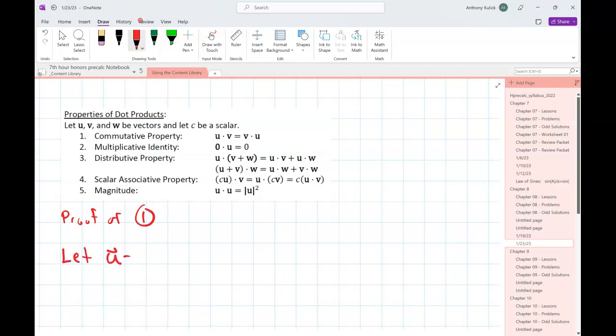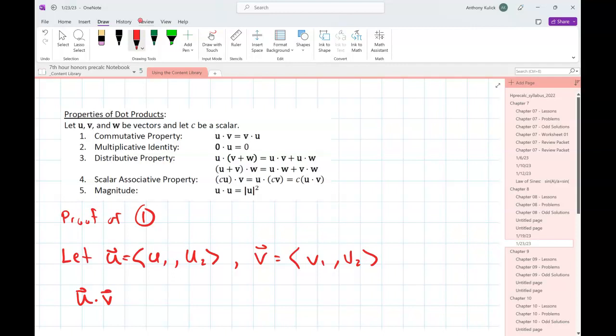So I'm going to start by just defining 2 vectors, u and v. If you don't like u and v because you think the letters look too similar, you could use a and b. It doesn't matter. They're just names, right? So I'm going to start just by defining 2 vectors in component form. So vector u is u1, u2. Vector v is v1, v2.